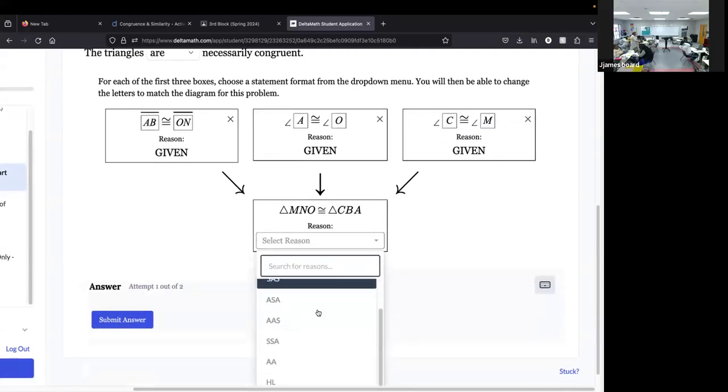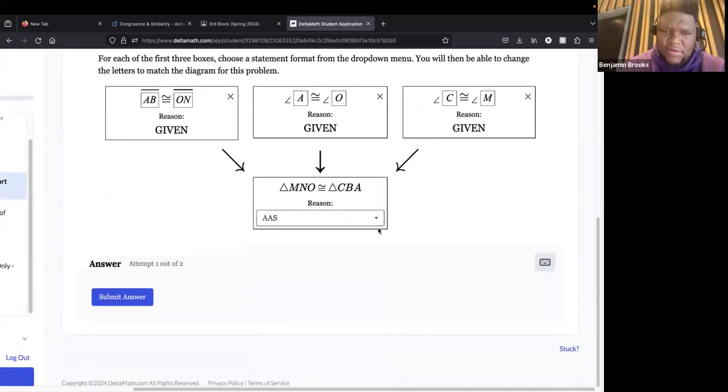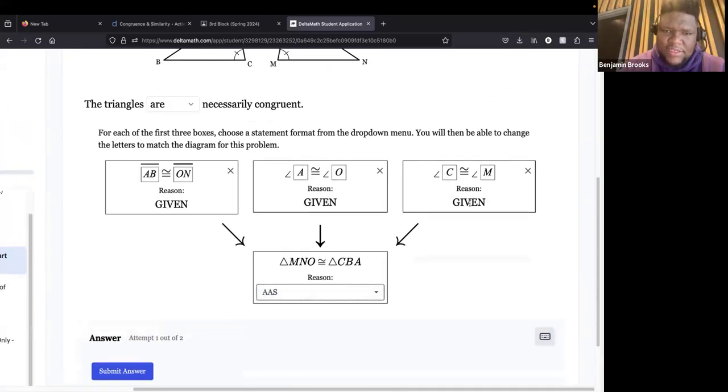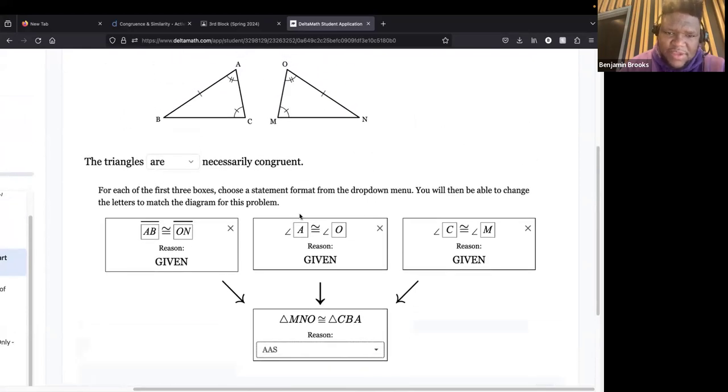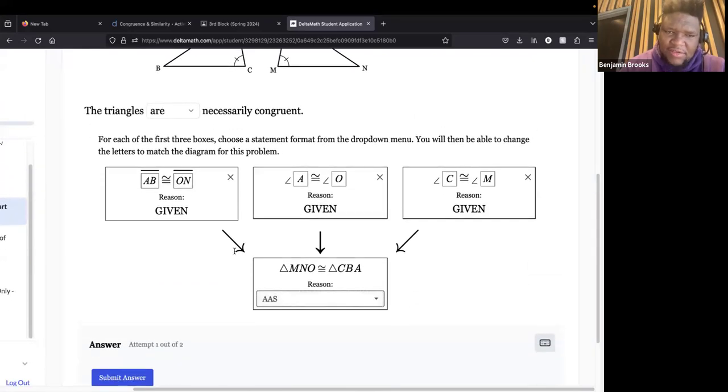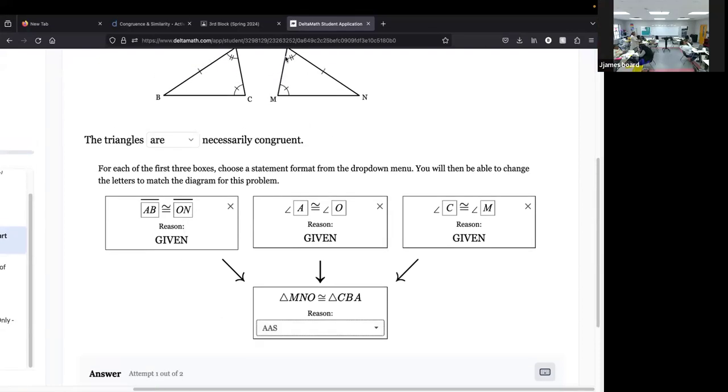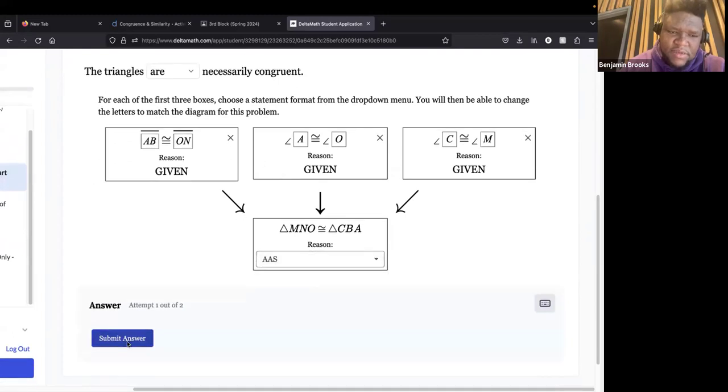And now we've got angle side in this case. I've got two angles, and the side's not between the two angles. So it's angle side, not angle side angle, because the side's not between them. So I could do angle side. Submit.